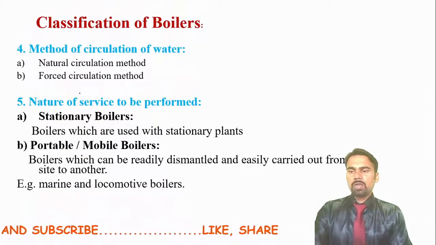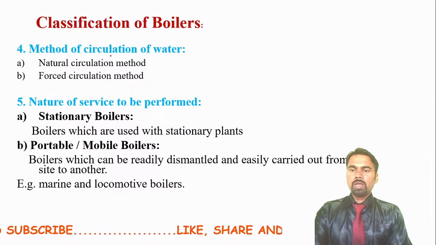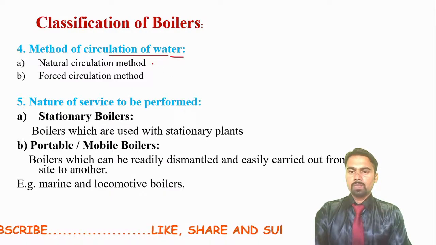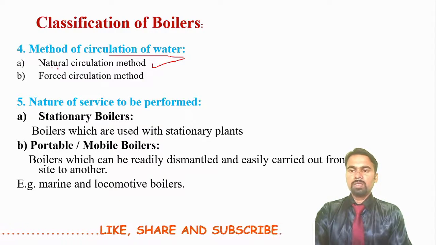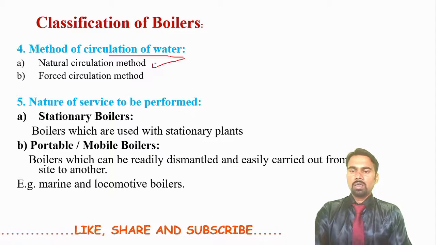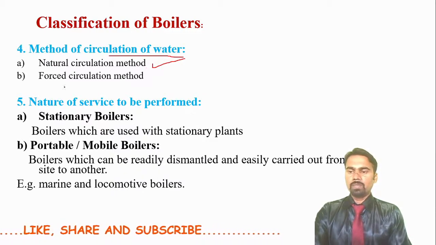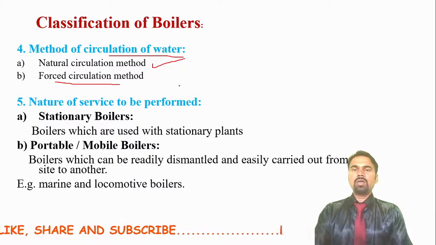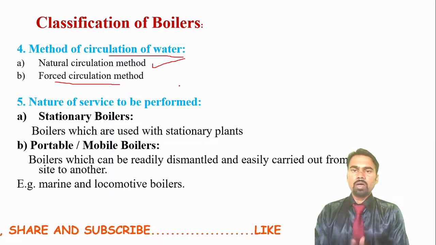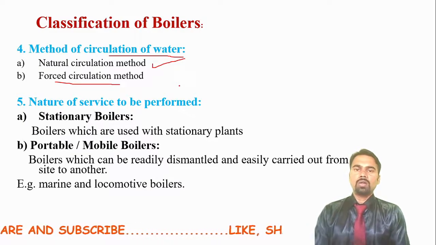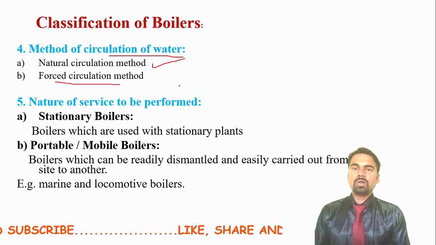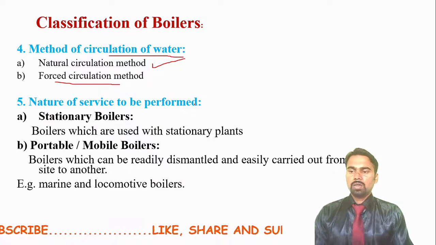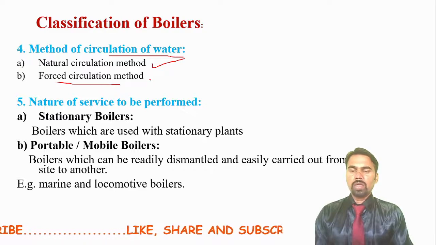Then next classification is according to method of circulation of water. Without any external aid, if the circulation of water is taking place in the power plant, then it is natural circulation boiler. And forced circulation means external force or external equipment or device is used to circulate the water throughout the system. So that boiler is known as forced circulation boiler, right? In short, we can say a pump is used.